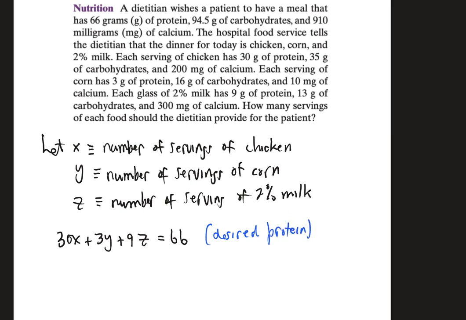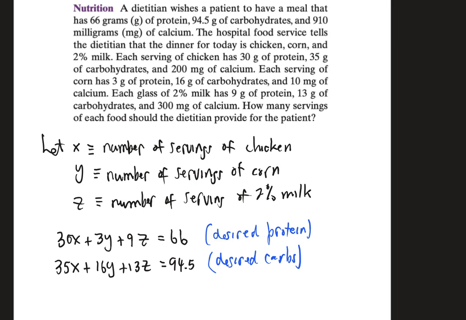Then let's change to the carbs. So the carb equation: let's start with the chicken, which has 35 grams of carbs. Really? That much? 35 times my x, plus, and then let's see how much carbs are in the corn. 16, that makes sense. So 16y, and then in the milk, 13 times z, that will be equal to, and we want that to be 94.5. Again, that second equation is the desired amount of carbs.